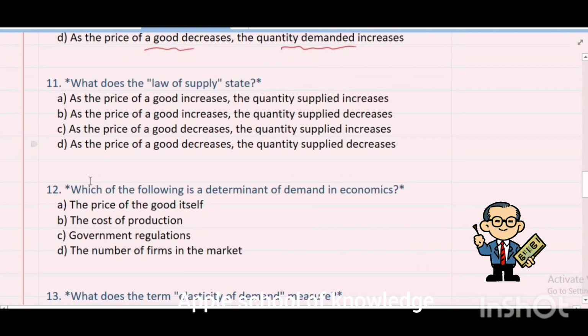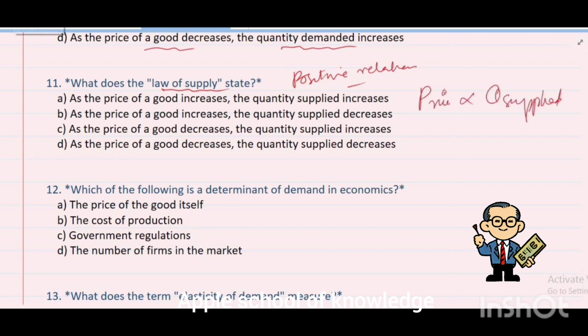We have another concept which is related to the previous one. What does the law of supply state? Here is the positive relationship. The law of supply asserts a positive relationship between the price and the quantity supplied.